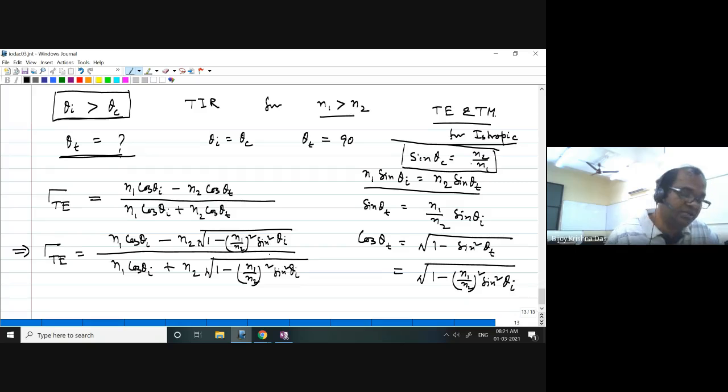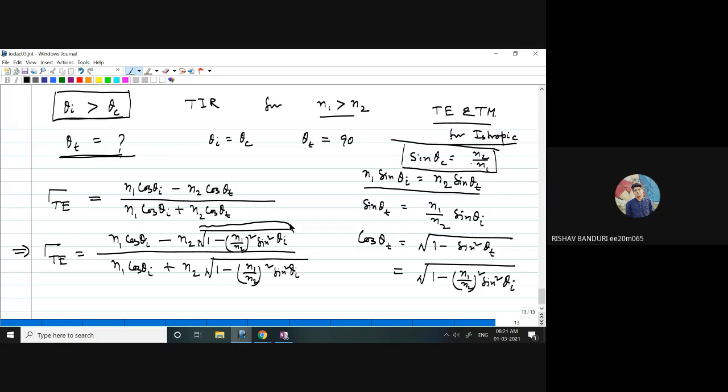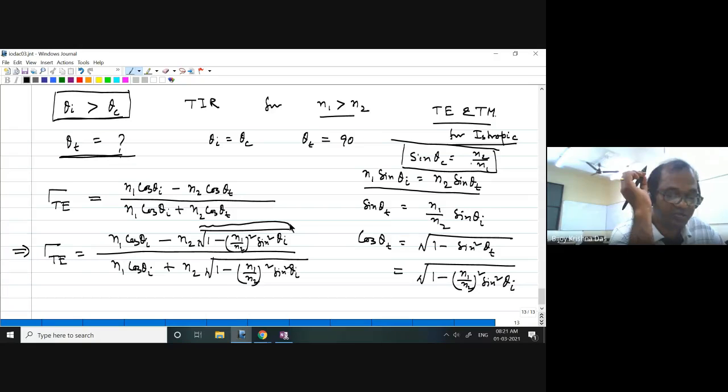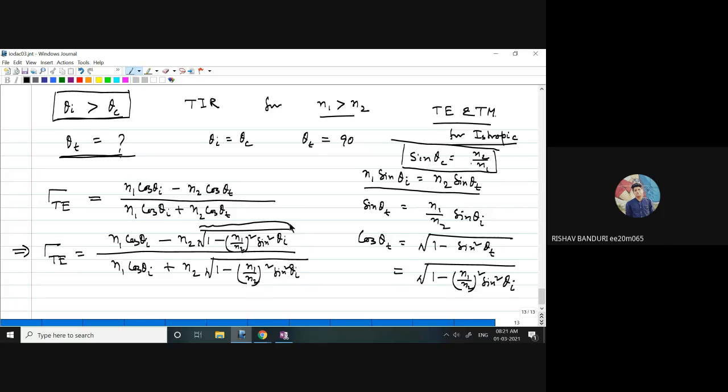But our concern is what is happening for theta i greater than theta c. Can you just think of what would be this value? What would happen to this under the square root, for theta i greater than theta c? Anyone can answer this? So this one should be greater than 1. So 1 minus something greater than 1 is something imaginary. An imaginary quantity will come. Yes.